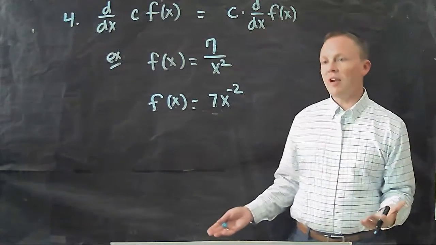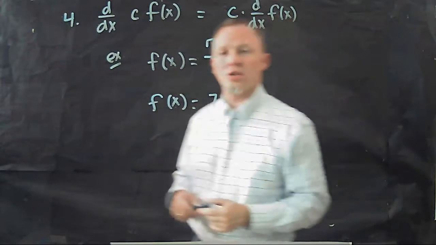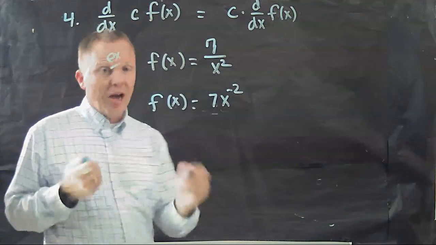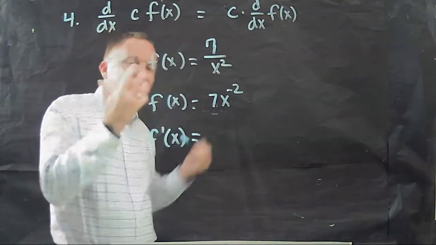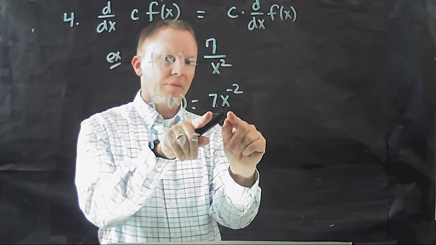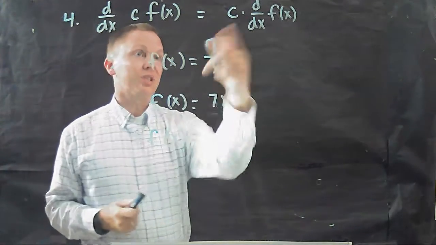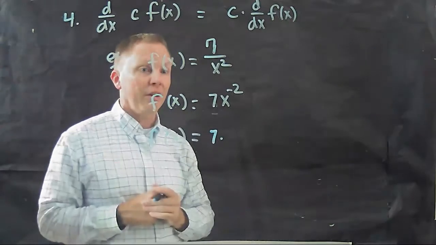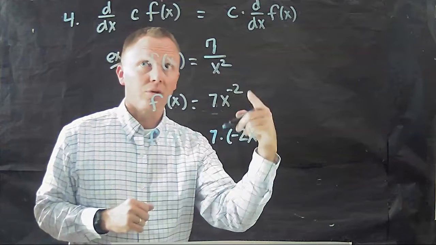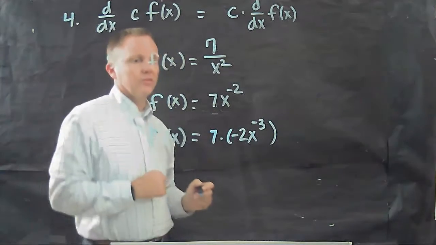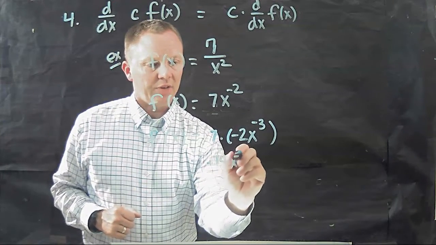Now why would I use 7x to the negative 2? Because it's easier to do the power rule. I can subtract 1 much easier when it's like that. Now if I'm going to use the constant rule, this is really like 7 times x to the negative 2. So it's a constant times a function, and the rule is, it's the constant times the derivative. The 7 is just going to hang there, and then I take the derivative of x to the negative 2, which is negative 2, x to the negative 2 minus 1, negative 3. Then I can clean that up: negative 14, x to the negative 3.